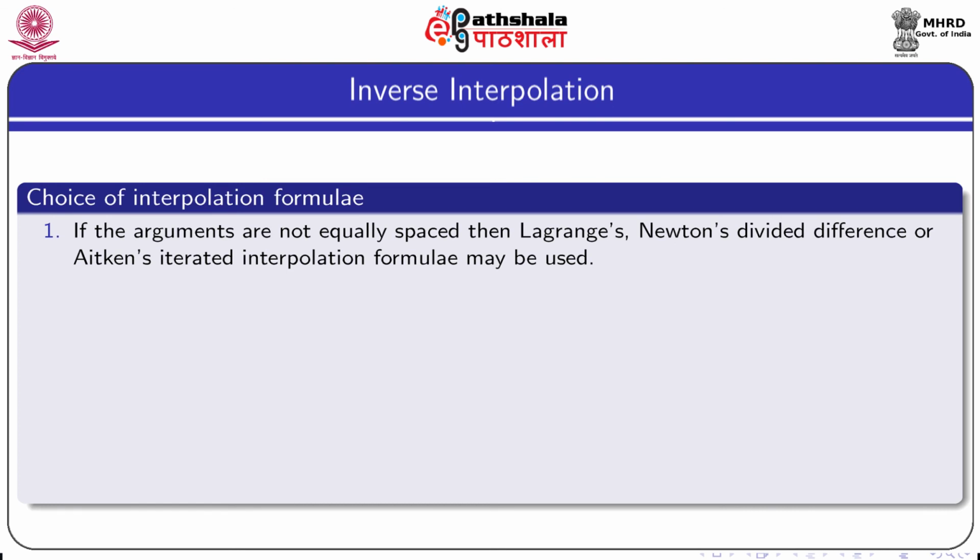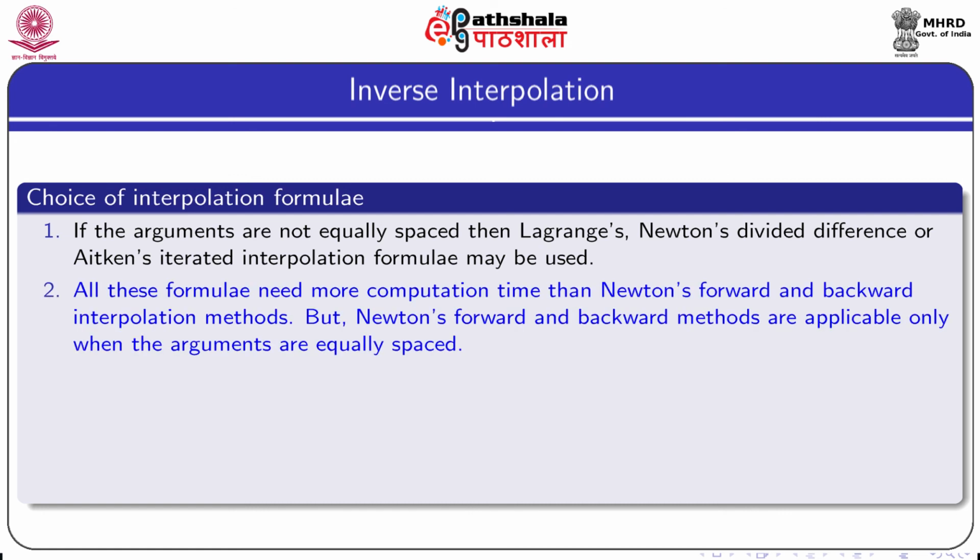Now, we shall discuss some choices of interpolation formulas, which were discussed in previous modules, based on the given table of values. If the arguments are not equally spaced, then Lagrange, Newton's divided difference or Aitken's iteration formula may be used. All these formulas need more computation time than Newton's forward and backward interpolation formulas, but Newton's forward and backward formulas are applicable only when the arguments are equally spaced. This is one limitation of Newton's formula.